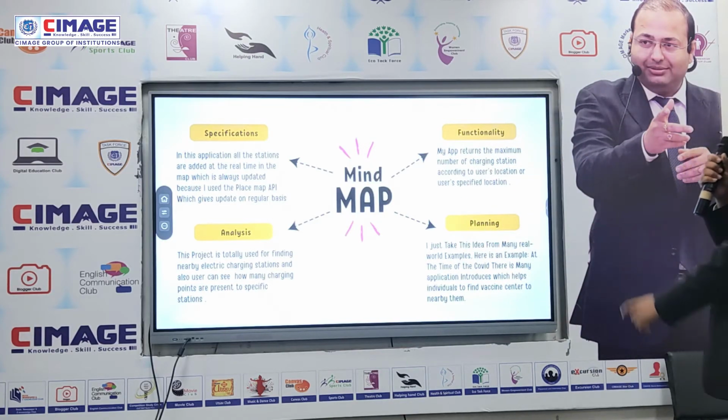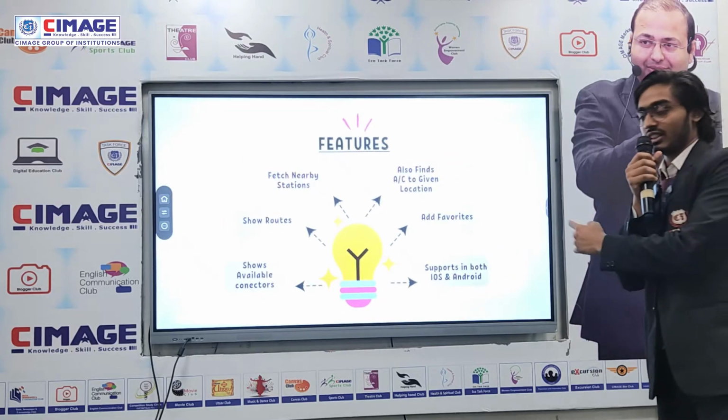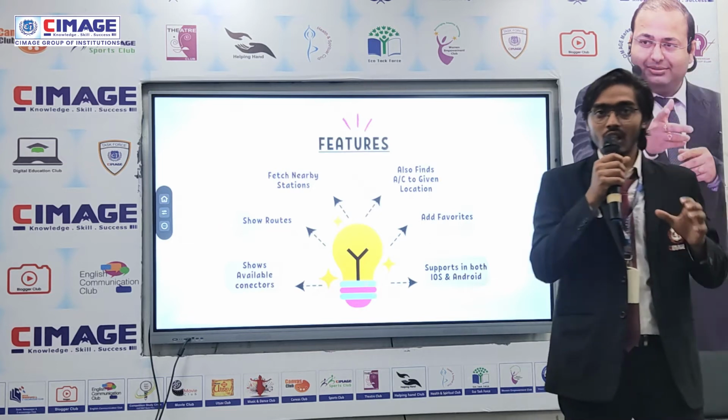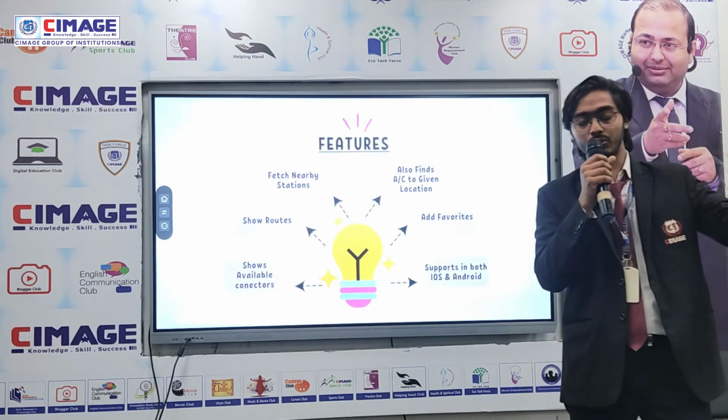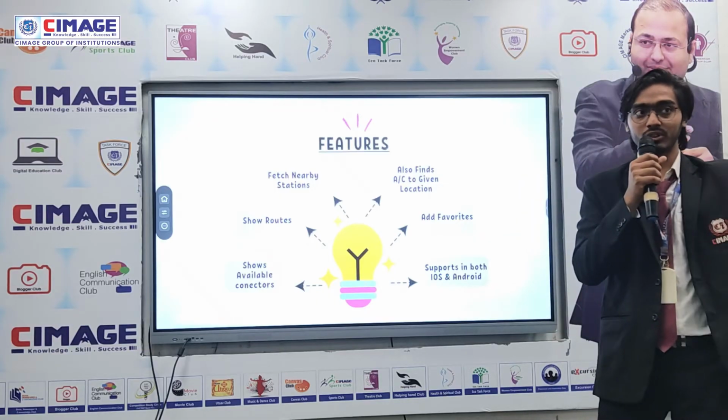Then, just change the slide. This is the features section. These are the features that I enabled inside my application. Inside my application, I enabled a route feature, which helps users find the route, what the pathways are, and how to go to the EV stations.